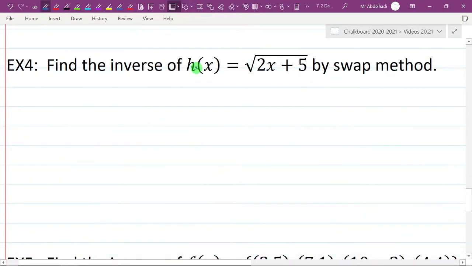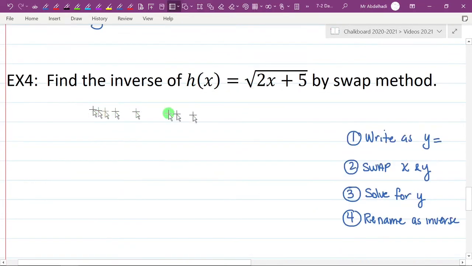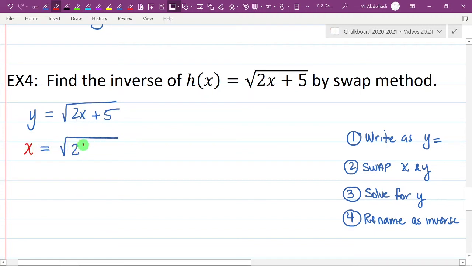Okay, so this one's called h of x. First step is write as y equals. So it's originally called h of x, but we're going to call it y temporarily. The second step is to swap x's out for y's. So every time you see a y, even if there's multiple, well, you're only going to see one y, but if there's multiple x's, they all become y's. So y becomes x here, and x becomes y here.